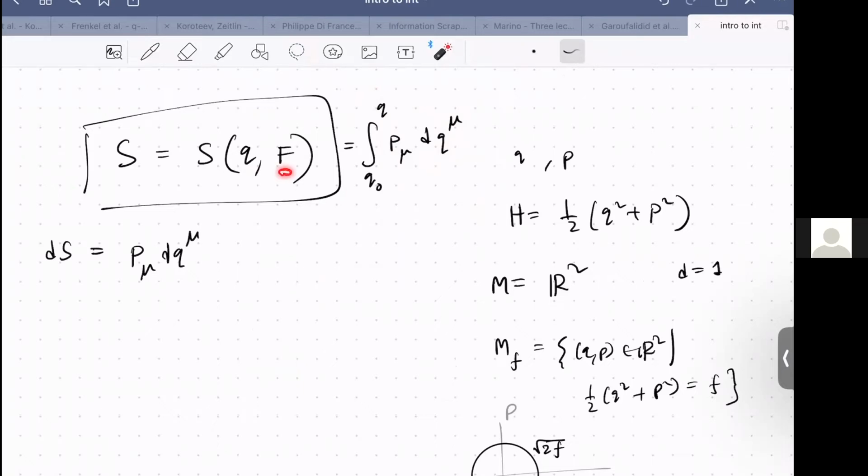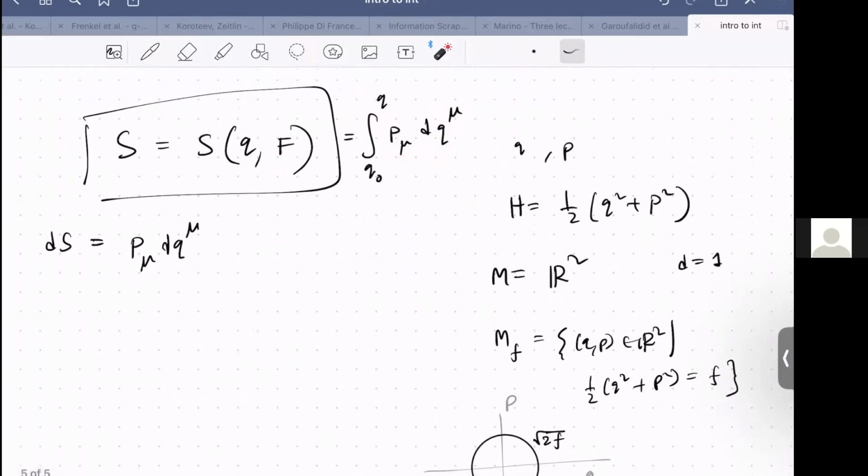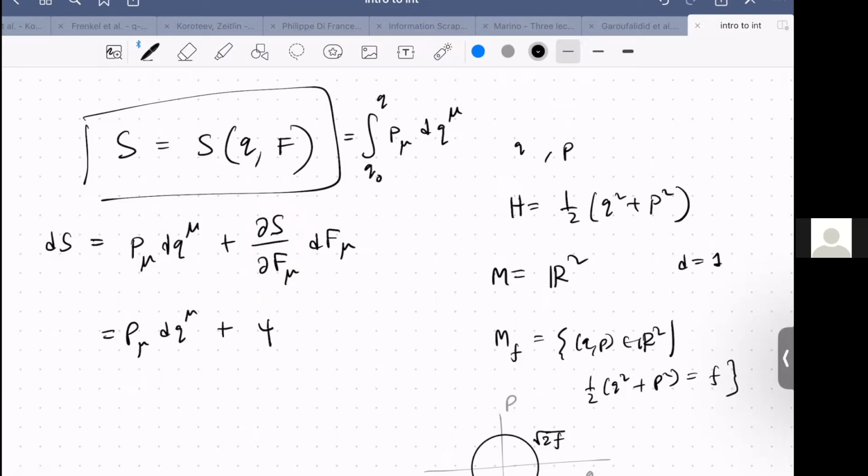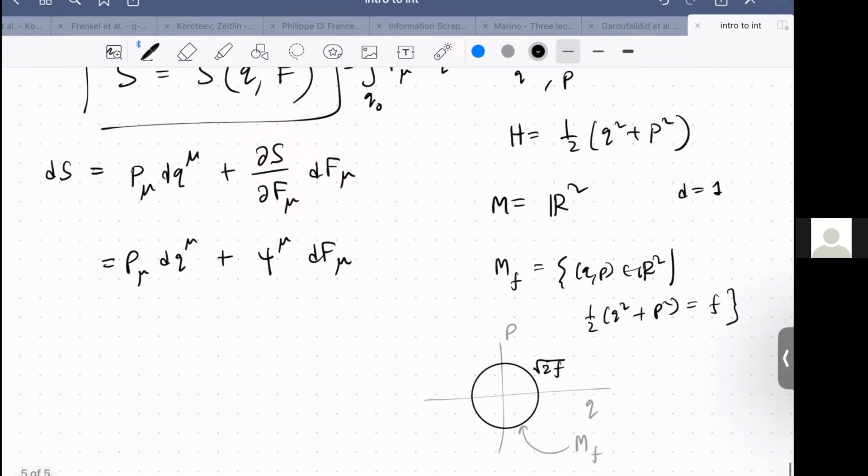Now we have to take care of F. So where is the F dependence? The F dependence is inside P, because we were solving the level curve equations to get P as a function of Q and F. Well, so you find that, right? So this is just the definition of the differential. Now let's just give this a name. So this is P_mu dQ^mu plus, let's call this psi, psi_mu dF^mu.